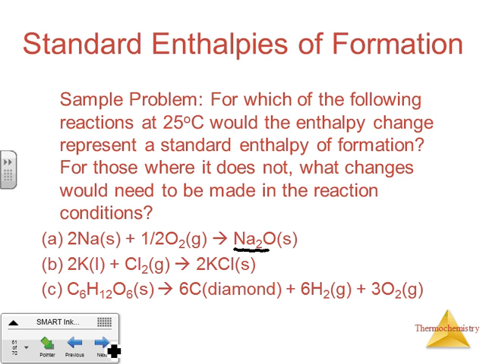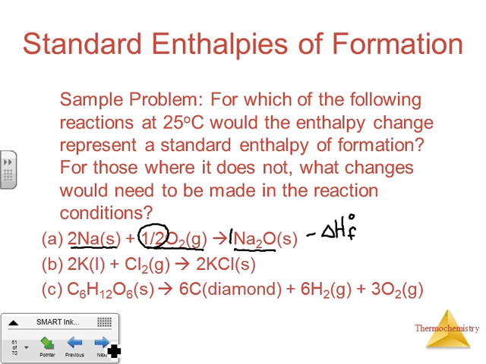The compound that's being formed is Na2O. So there are two elements in that compound, sodium and oxygen. Okay, and it looks like we've got sodium in its elemental form, oxygen in its elemental form because it's diatomic, and we have 1 mole of the product, right? And in order to get 1 mole of the product, we have to have a 1/2 coefficient on the O2, but that's fine. So that one, it looks like the enthalpy change would be a standard heat of formation. Okay.